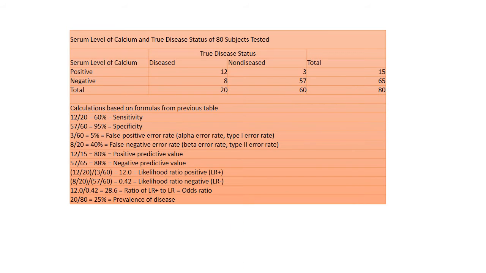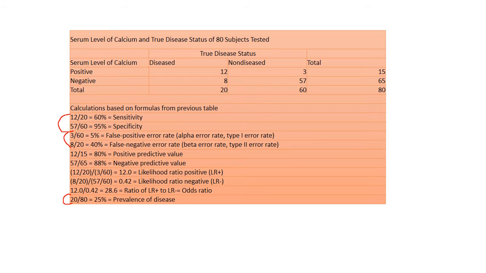At least for this slide, we're mainly going to be focusing on the sensitivity and specificity. We're also going to be looking at the false positive and false negative error rates here as well, since we've talked about those already. So, some key takeaways. One, what is the actual prevalence of disease? You can figure that out based on this calculation here, where they did 20 divided by 80.